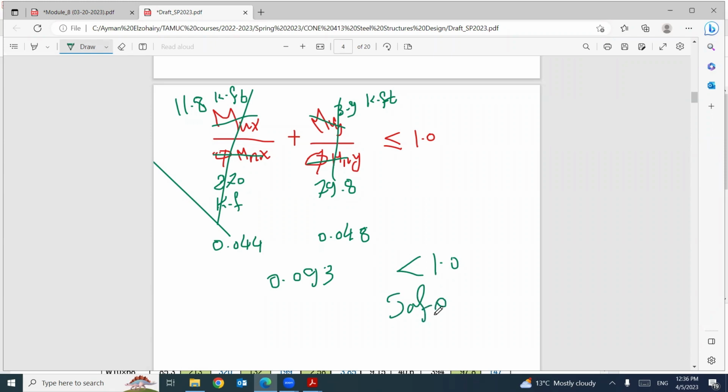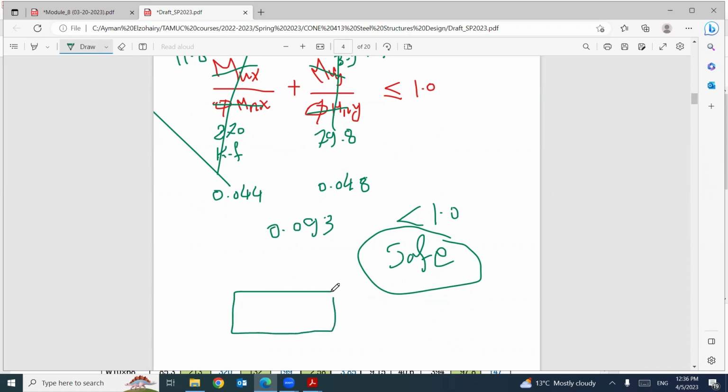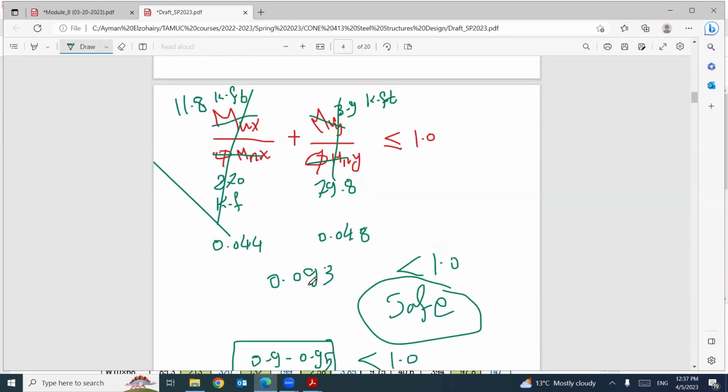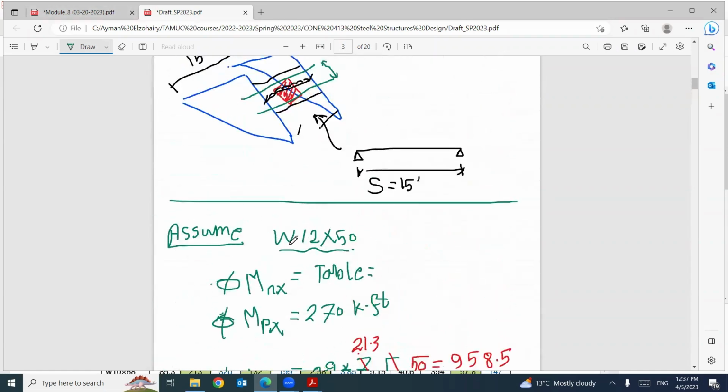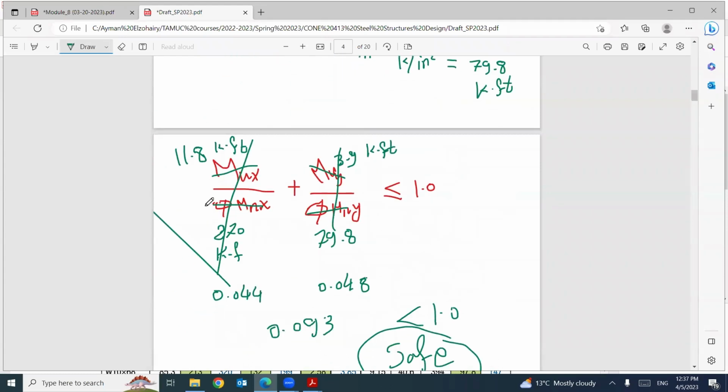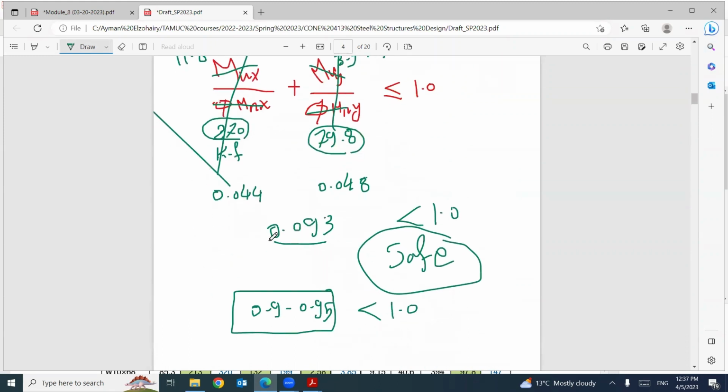Unfortunately, I can say it's more than safe. If you would like to design an economic cross section, the left side should be around 0.9 to 0.95, which is smaller than one, safe and economic. But right now you are selecting a cross section W12 by 50 that can support too much moment about X, too much moment about Y. However, the applied moment about X is 11.8 only and about Y 3.9 only. This is the reason why the left side is very small, because you are selecting a very strong cross section.